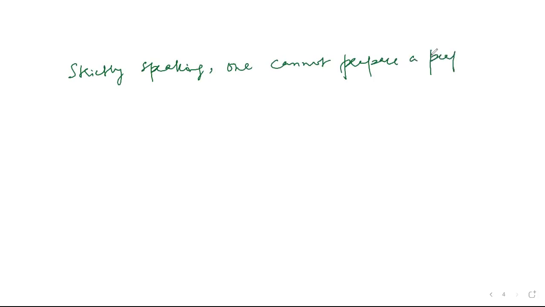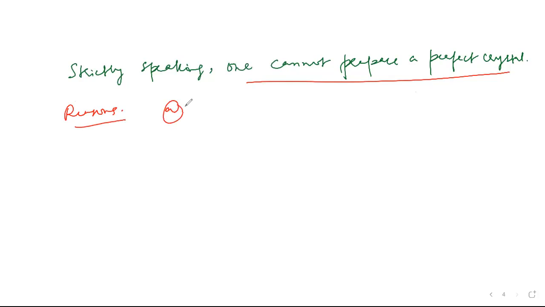Now let us move to the realistic picture. Strictly speaking, one cannot prepare a perfect crystal. Why? Some reasons may be obvious to you. I'm saying one cannot prepare a perfect crystal. Reasons. First, the surface of a crystal is a kind of imperfection because the periodicity is interrupted there.